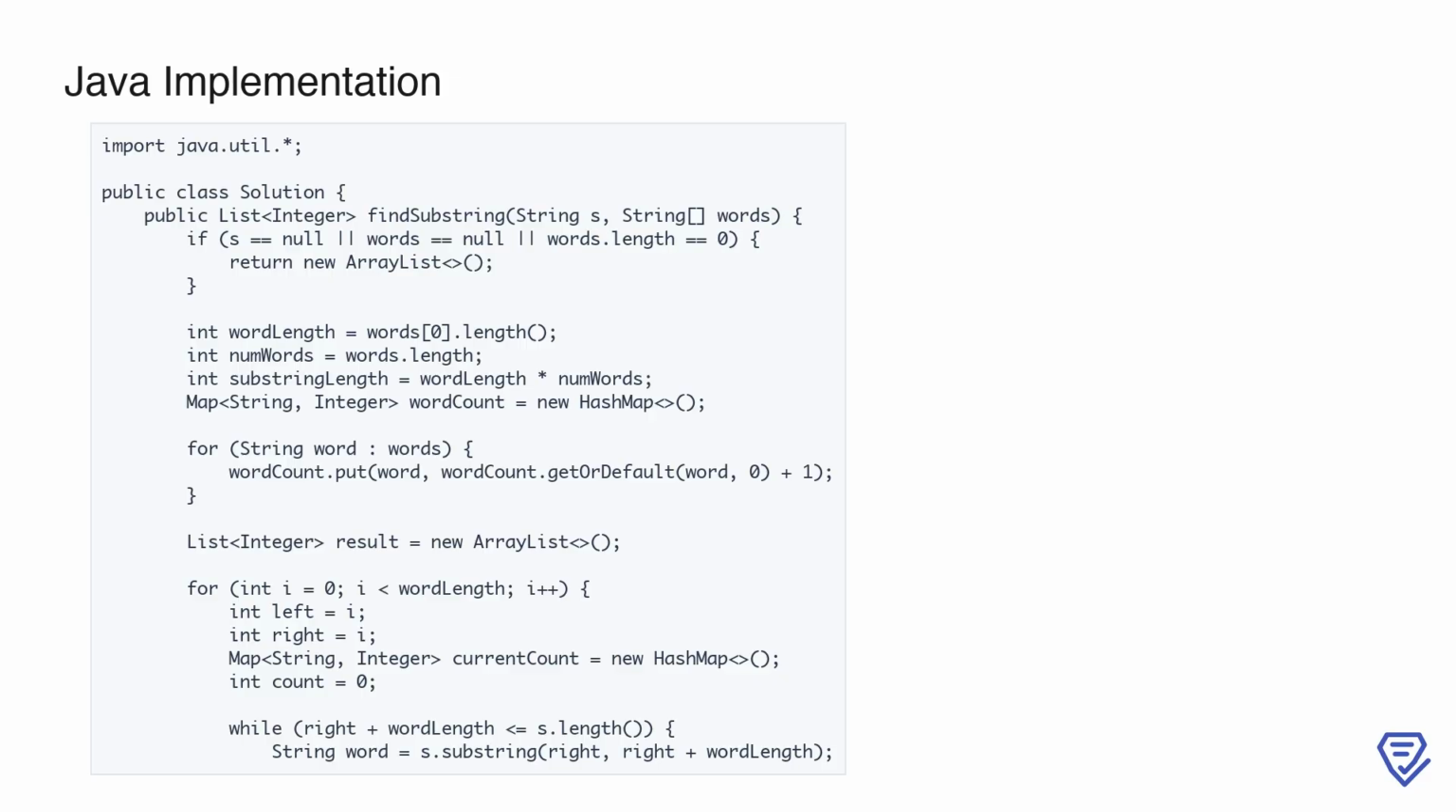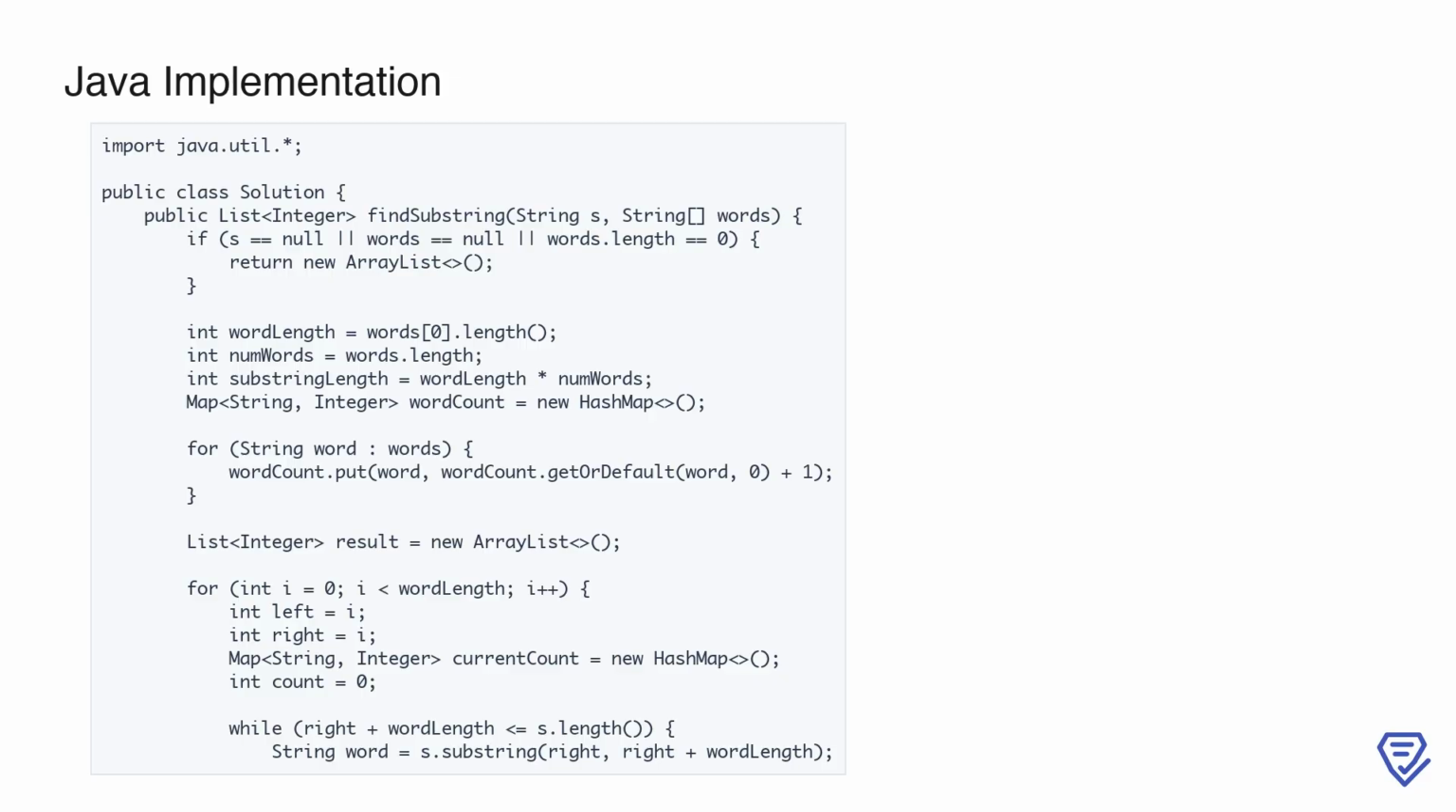For each offset, we initialize two pointers, left and right, both starting at the offset position, and a current count map to track the frequency of words encountered within the current window. We also use a count variable to keep track of how many valid words have been matched so far.